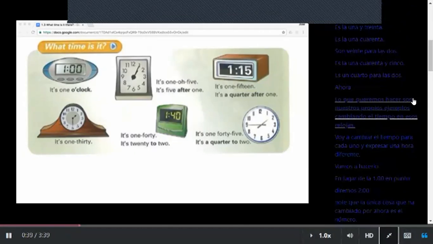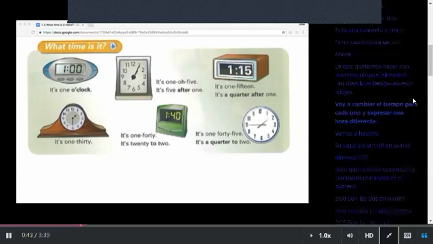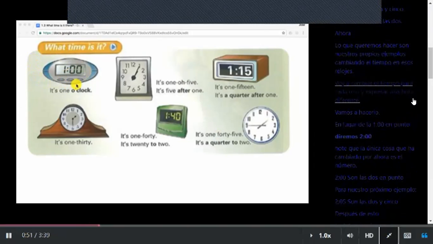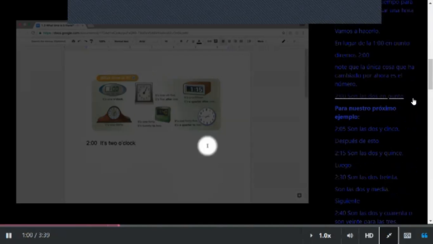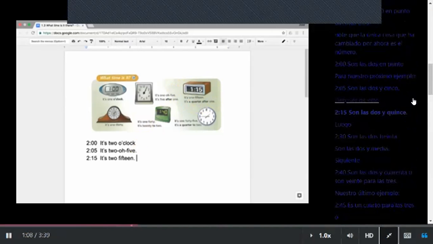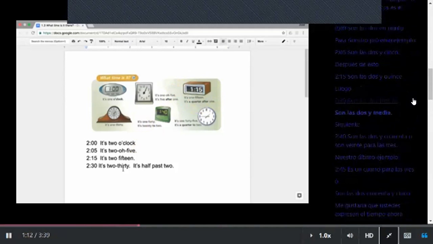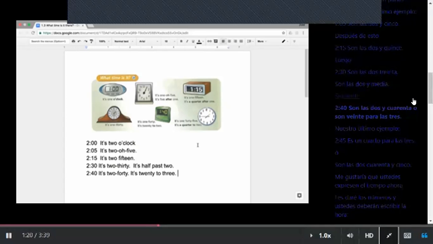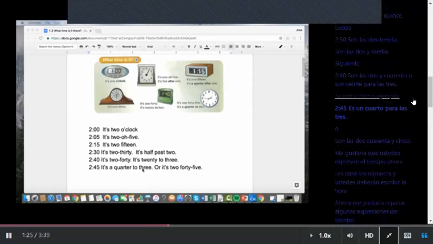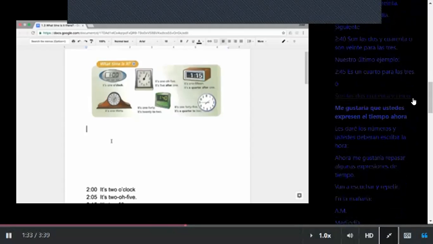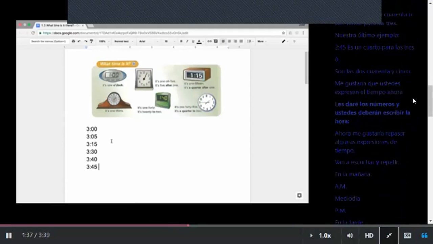Now, what we want to do is make our own examples by changing the time on those clocks. I'm going to change the time for each and express a different time. Instead of 1 o'clock, we will say 2. Notice that the only thing that we will change is the number for now. It's 2 o'clock. It's 2:05. It's 2:15. It's 2:30. It's 2:40. It's 2:45. I would like for you to express the time now. I will give you the numbers and you should write the time.